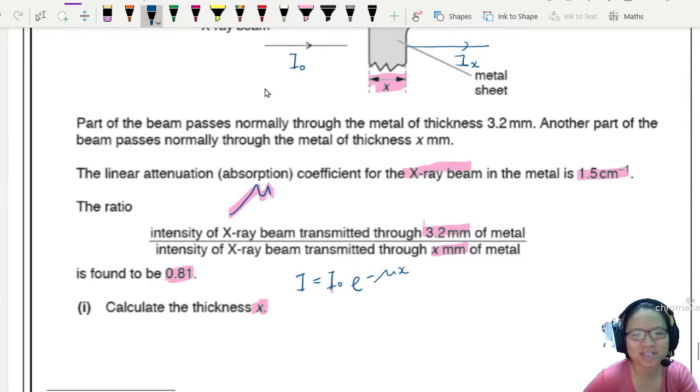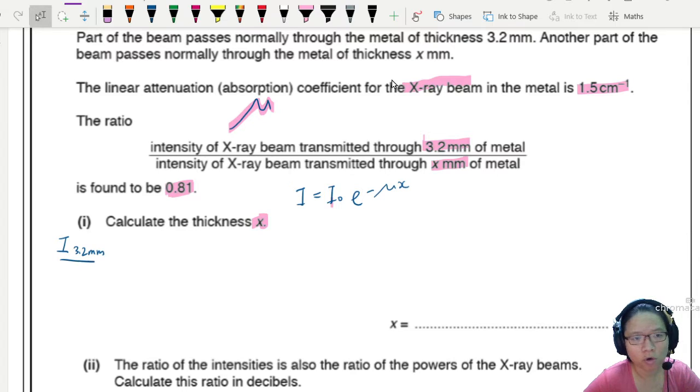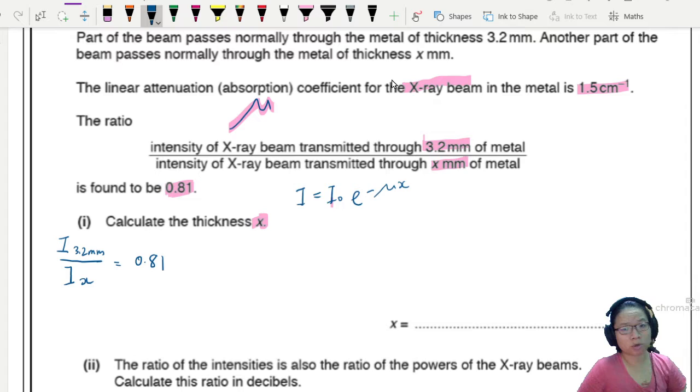All right, so we're going to look at this equation and think about the ratio. It says that the ratio of X-ray transmitted through 3.2 mm to X-ray transmitted through x mm is 0.81. So I will say that I for the 3.2 mm over the I for x is equal to 0.81. But to start with that, we need to be able to write the equation. So we're going to substitute the equation now.